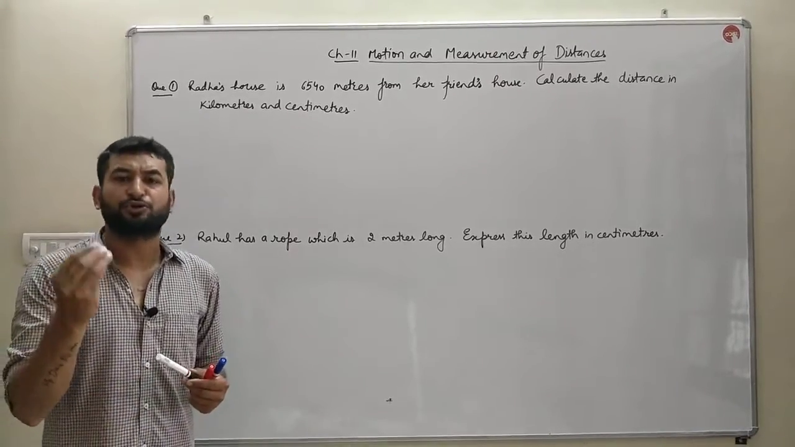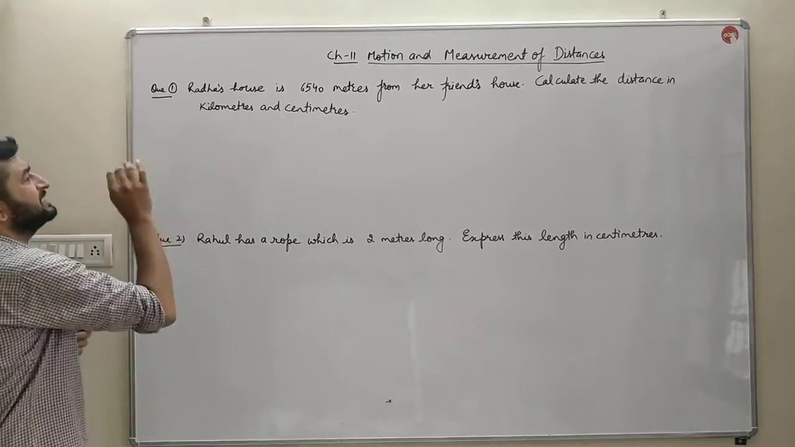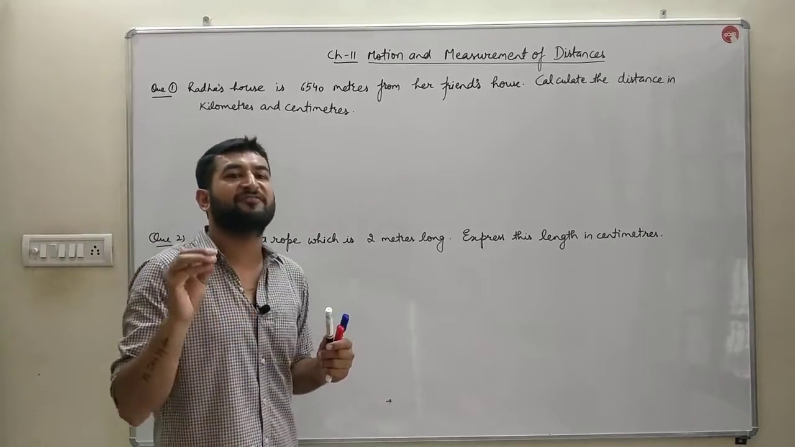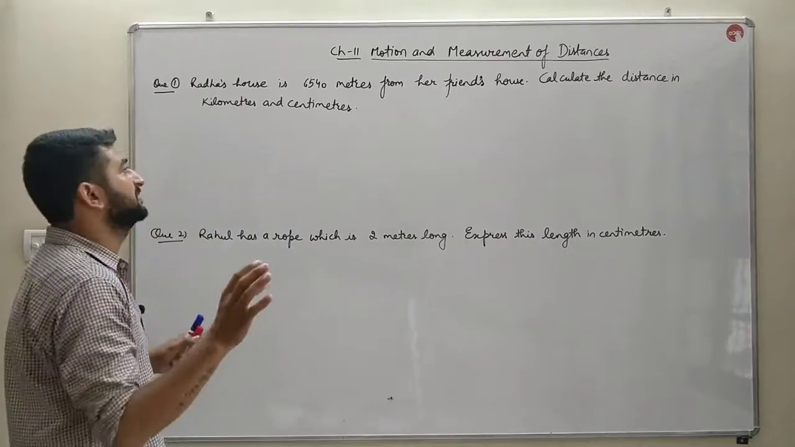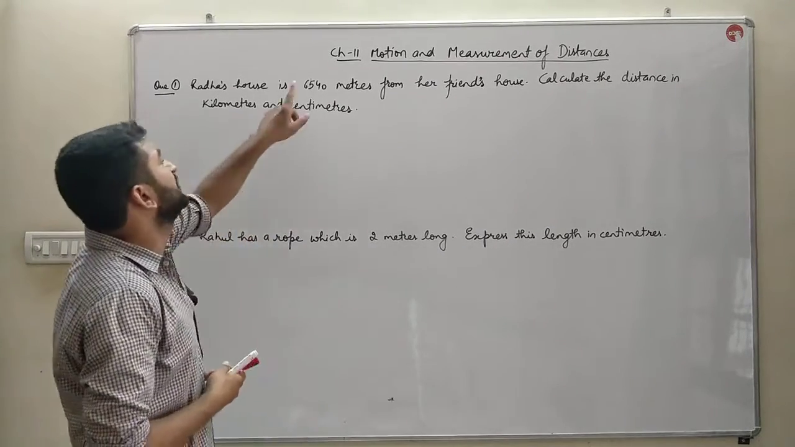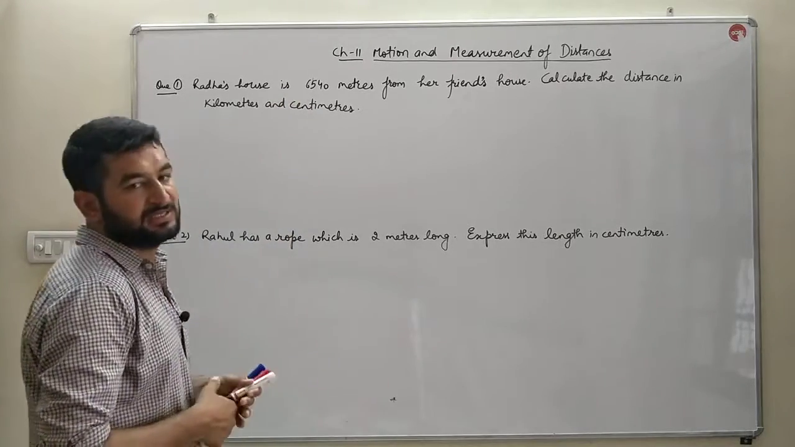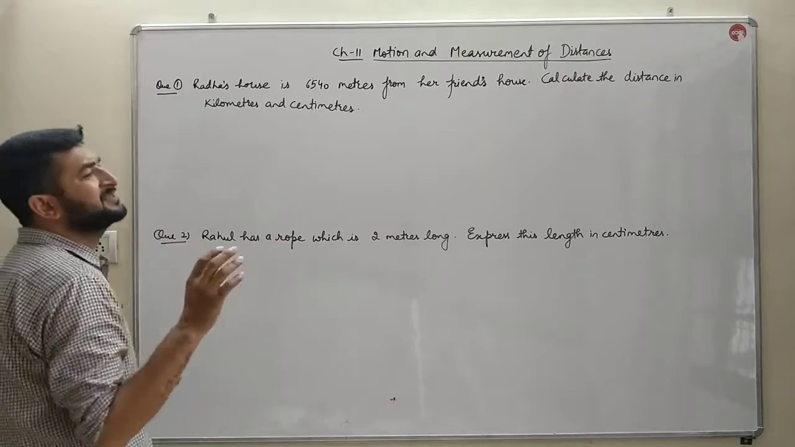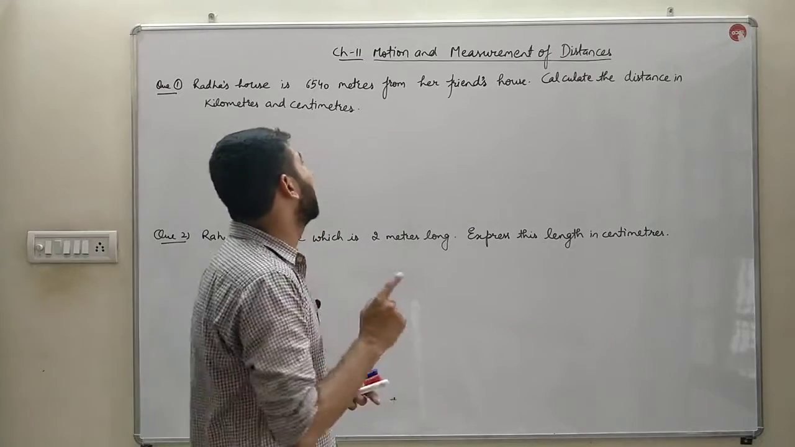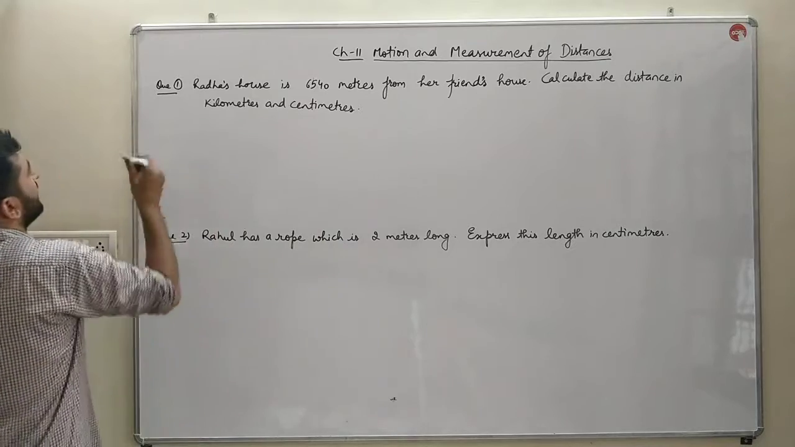Now we'll discuss some questions of unit conversion. The first one is, Radha's house is 6,540 meters from her friend's house. Radha is a girl, and her house is 6,540 meters away from her friend's house. Then the question asks, calculate the distance in kilometers and centimeters. First we'll do it in kilometers.